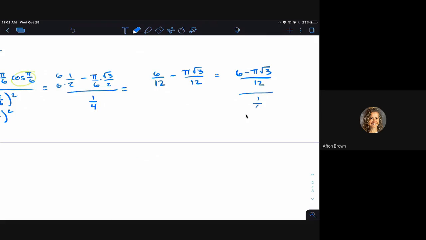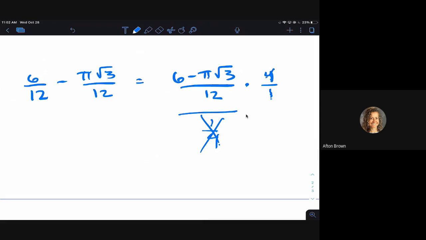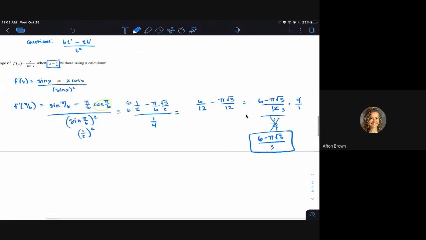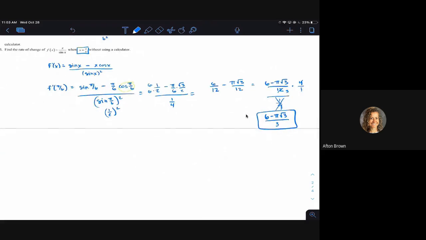We're dividing by a 4, which is equivalent to doing what? Multiplying by 4. So I'm really multiplying this by 4 over 1. The 4 can reduce with the 12 and we get a 3. So I'd have 6 minus pi root 3 over 3. The hardest part of this class is the arithmetic, I think. It's usually where we see more mistakes.